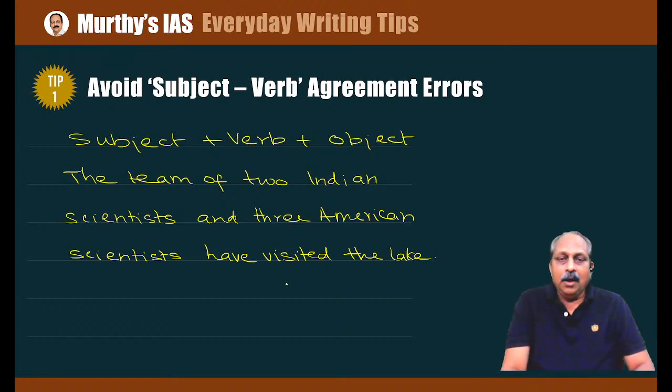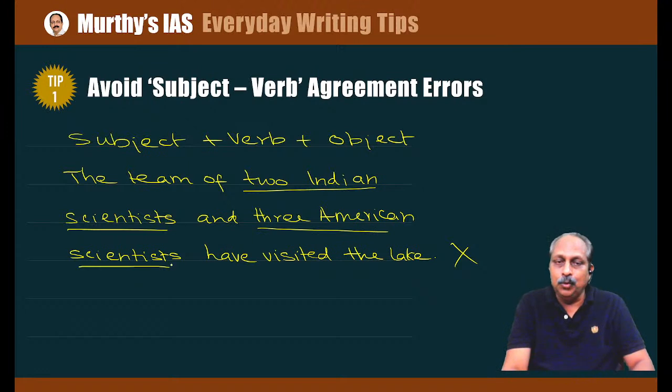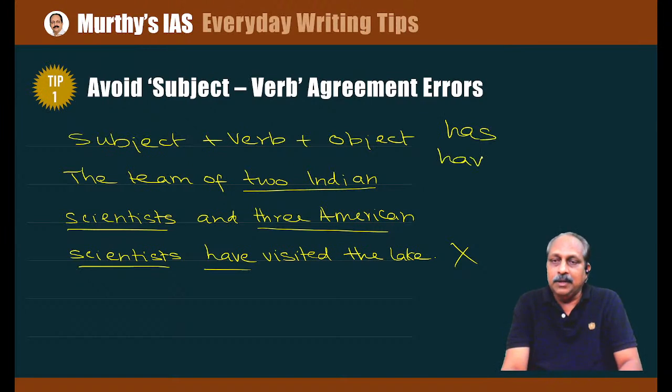Now, what happens here? A lot of students, at the outset, is the sentence right or wrong? It is wrong. Why is it wrong? A lot of students focus on two Indian scientists, plural, three American scientists, plural. Based on that, they think the verb should be plural. Here, has is a singular verb, have is a plural verb. But what is the subject here? The subject is the team. This is the subject.